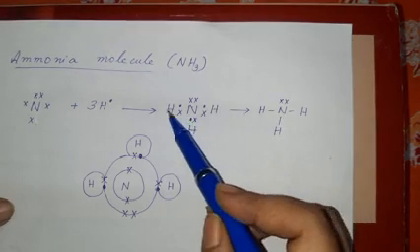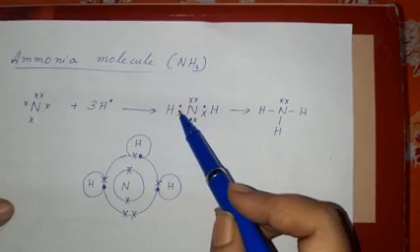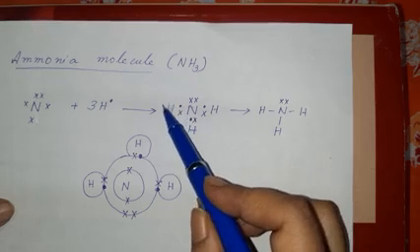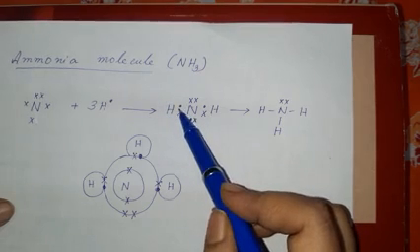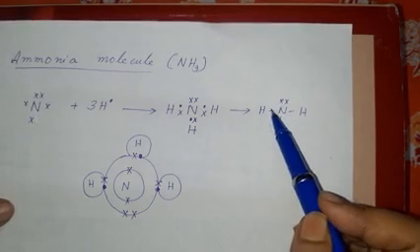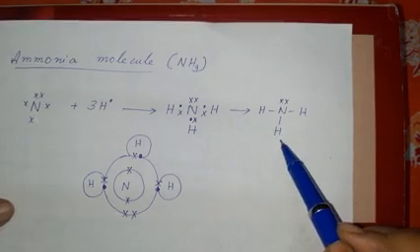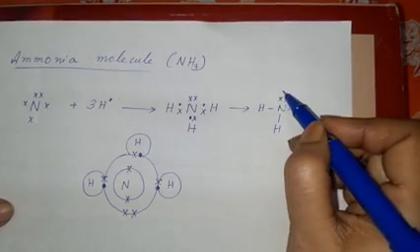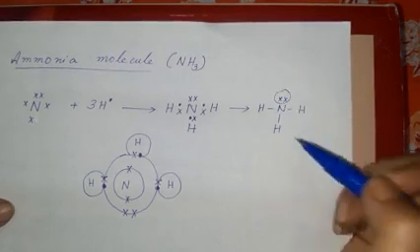So here we see there is sharing of electrons, so the nitrogen obtains the octet structure, whereas the hydrogen obtains the duplet structure, in single bond with hydrogen, single bond with hydrogen, and this pair of electrons is known as the lone pair.